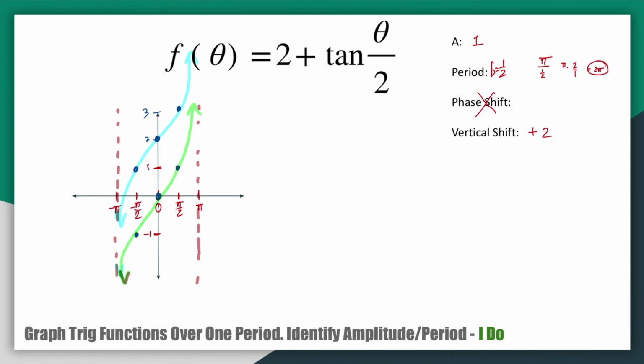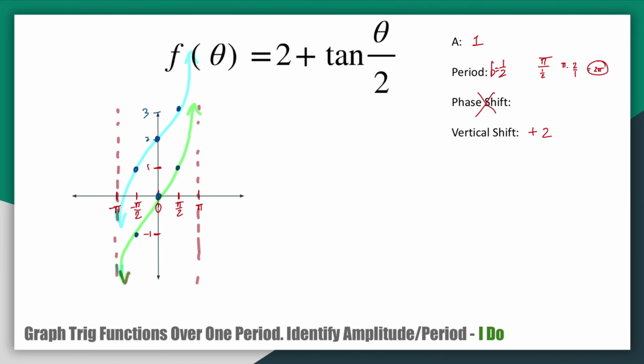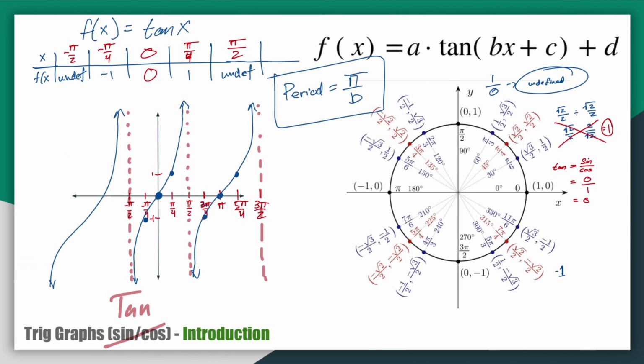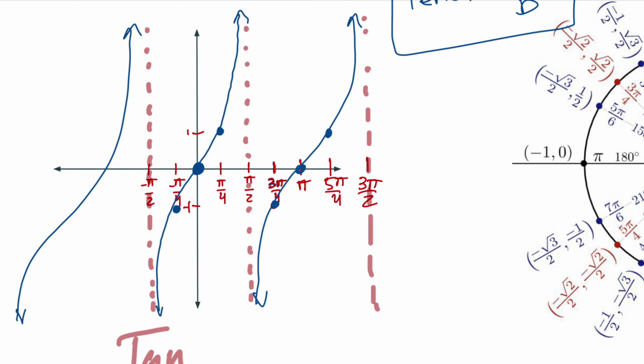Let's go back and look at this one. Before, we had a period of 1 pi. It went from pi over 2 to negative pi over 2. Now we have a period of pi over 2, so we're going to be half that distance at negative pi over 4 and pi over 4. You add those two together, that is a distance of pi over 2.